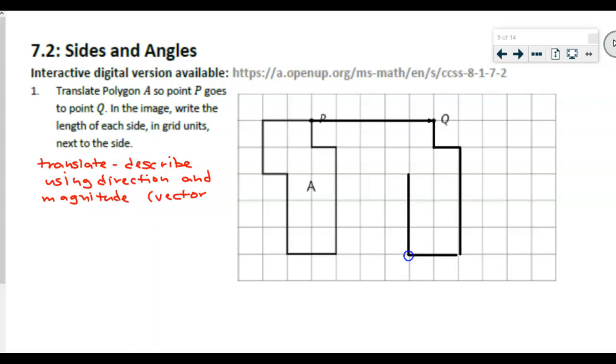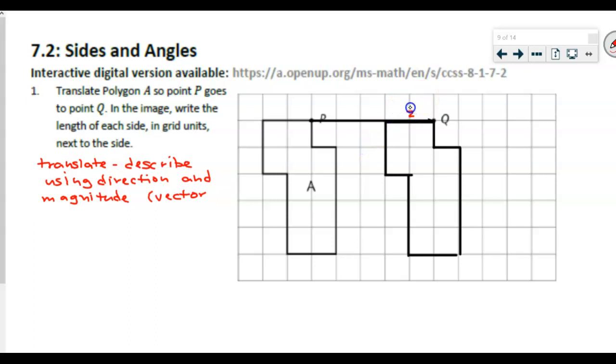Again, you online learners have your applet and you don't need to struggle with this silly technology like I do. You can just simply move it. But here's what you need to do once it is moved into position. It says, in the image, write the length of each side in grid units next to the side. For example, I can see that this line segment right here is 2 grid units, so I'm labeling it 2.